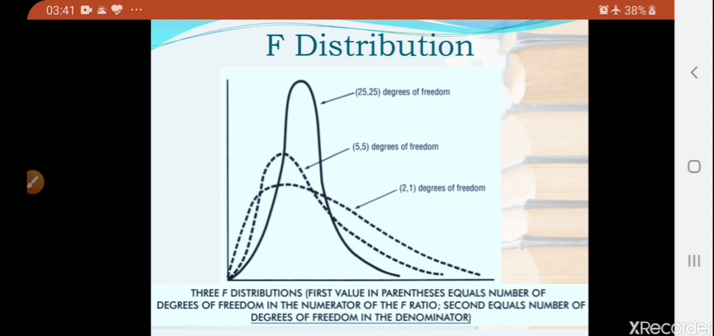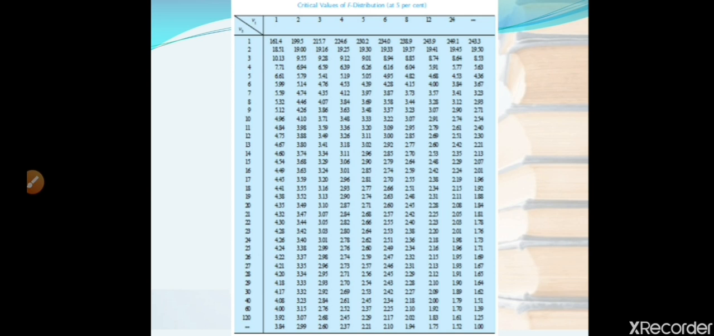In the figure we can see that the F distribution has a single mode, and the shape of the F distribution depends upon the number of degrees of freedom in both the numerator as well as the denominator. In general, the F distribution is skewed to the right and tends to be more symmetrical as the numbers of degrees of freedom in the numerator and the denominator increase. So these are the F tables.